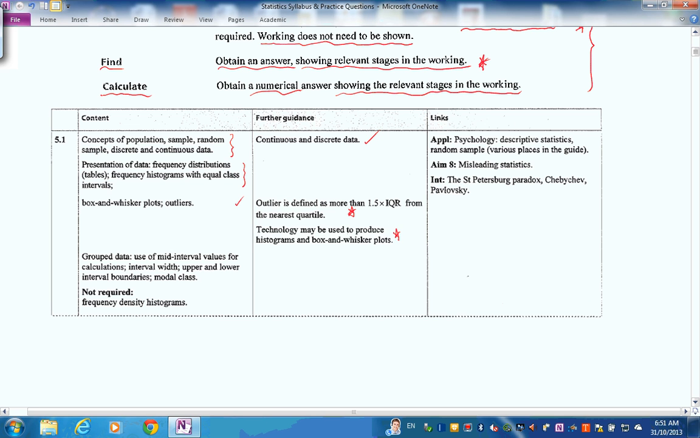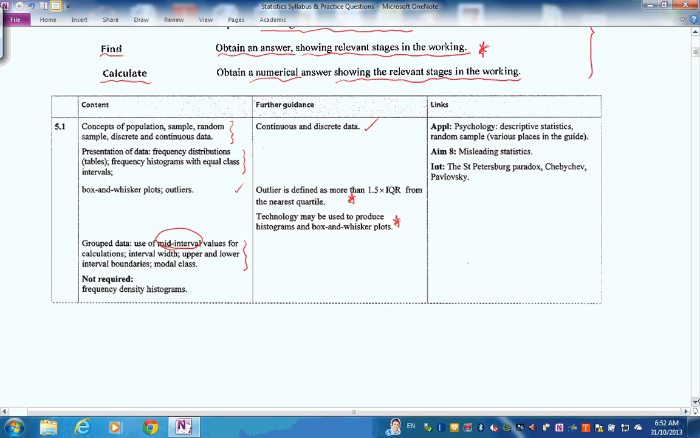Technology may be used to produce histograms. Okay, and box and whisker plots. So they're probably not going to ask you to group the data by hand. It takes too long. Okay. Grouped data, use of mid-interval for calculations. We've made a big point of that. If you've lost the actual data and it's grouped, how can you estimate means and things in calculations or even standard deviations? You will use the mid-interval, the midpoint of the group. Okay. Modal class, one that occurs most frequently. Okay, so that looks good.